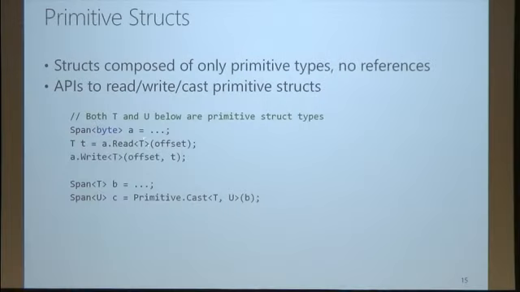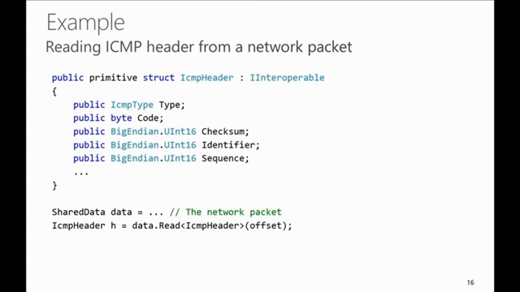So this is an example. If I have a T, which is a primitive type, and I have a span of byte, I can just read it out right here, with a single call. I can also write it. And I can also cast it into a span of U, if I like. So here's a concrete example.